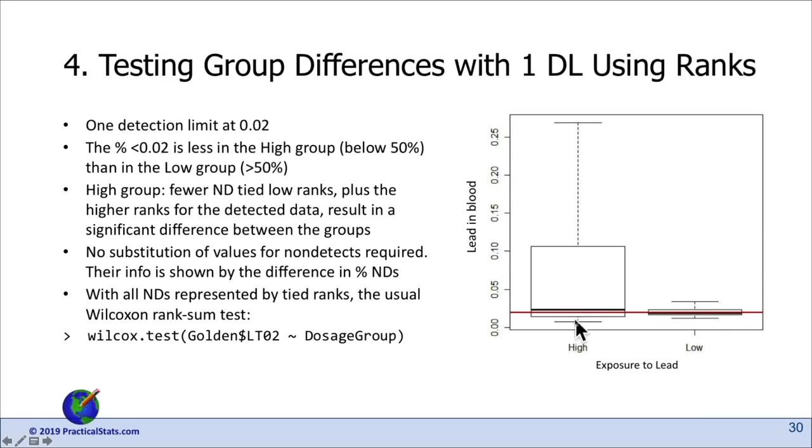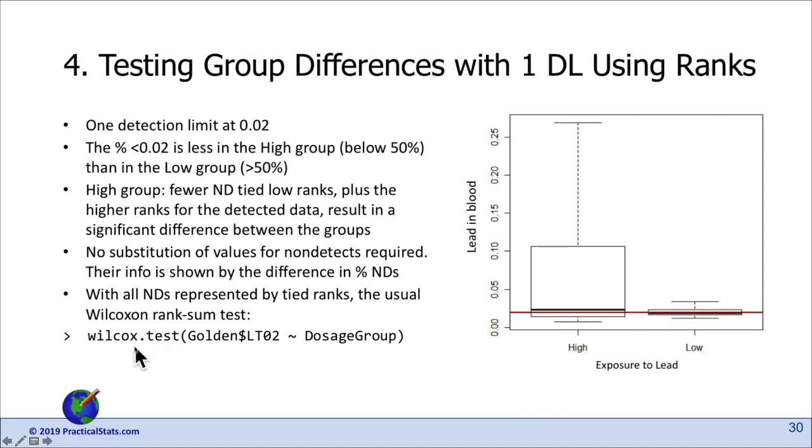That information is used in these tests as well as the detected observations to say which group tends to be higher than the other. There's a lot more low data in this low group than there is in the high group. So it's using that information of the percent of values below a detection limit or multiple detection limits to make the judgment of which group is higher than the other and whether there is a difference.